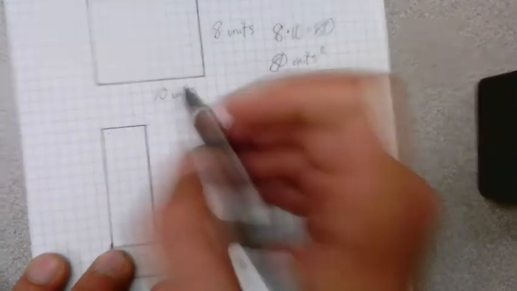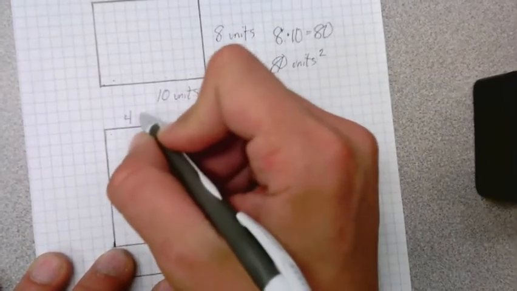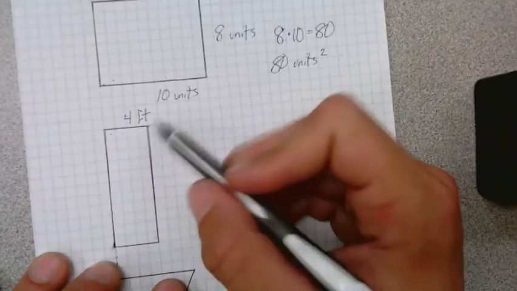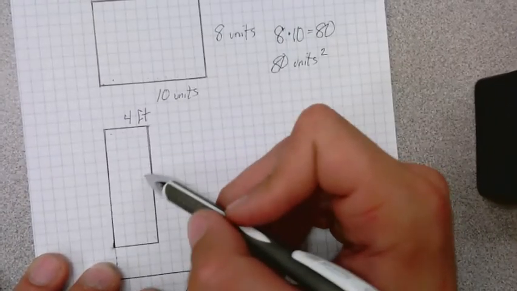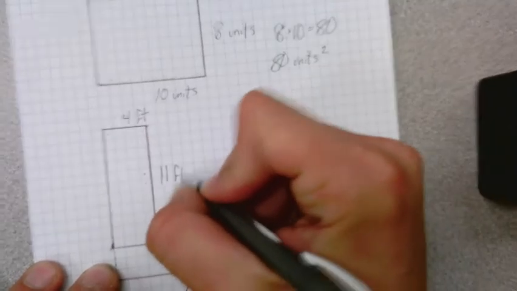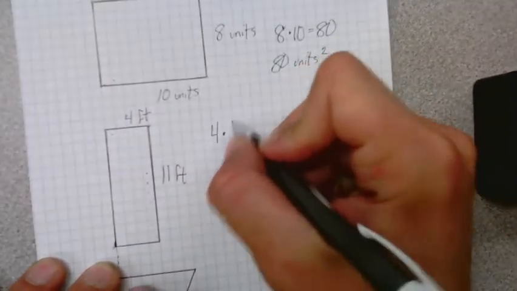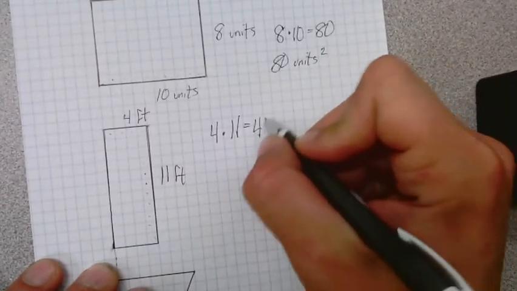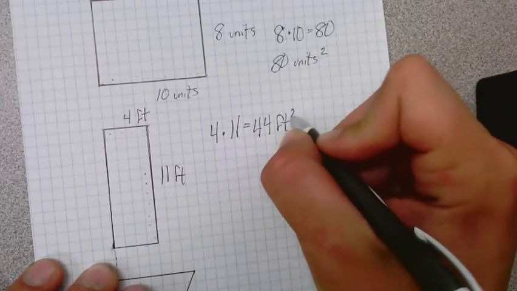1, 2, 3, 4. I'm going to call this one feet. And then 1, 2, 3, 4, 5, 6, 7, 8, 9, 10, 11. 11 feet. I have 4 times 11 is 44 feet squared.